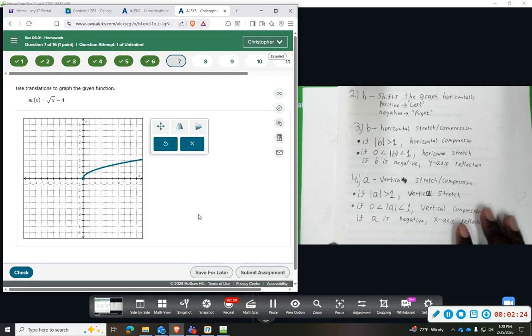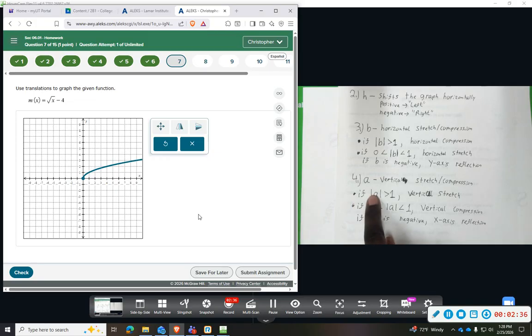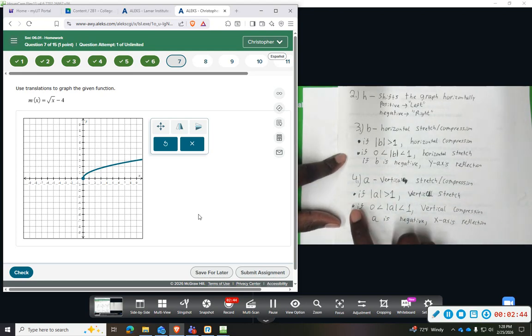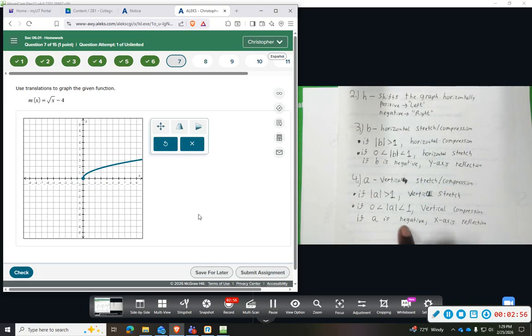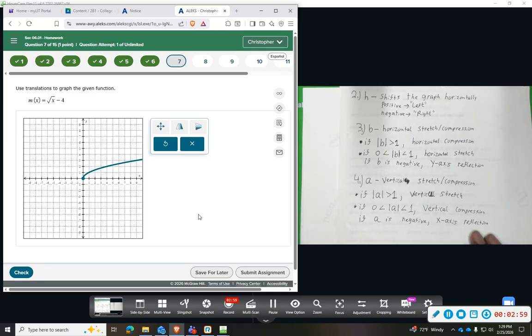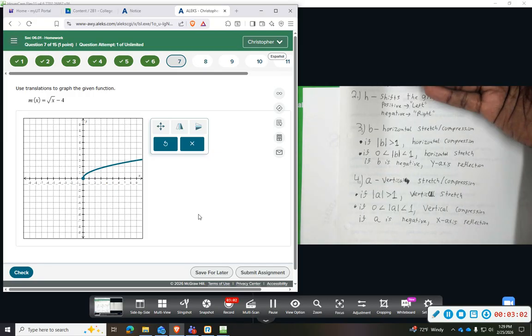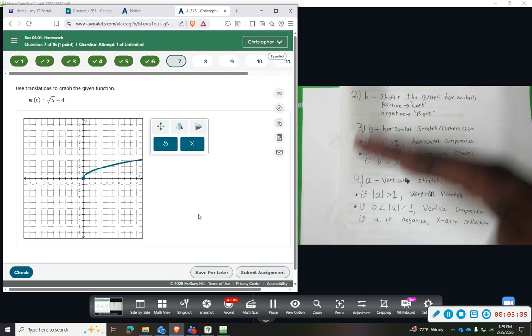Then, similar to that, we have the A. A deals with the y. It's out front. A is going to stretch or compress the graph in the vertical direction. Again, focusing on the magnitude only, not the sign. If it is more than 1 unit away from 0, it's going to stretch it out. If it is between 0 and 1, it's going to compress it in the vertical direction, so squeeze it down. And then if A is negative, it's going to flip across the x-axis. That's going to be on the y value. If you make it from positive to negative, it goes across the x-axis.